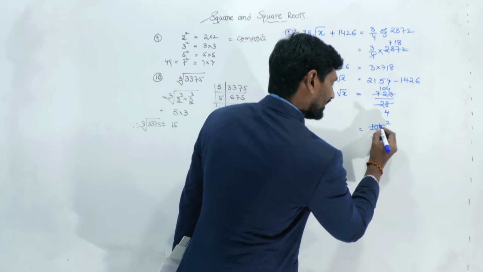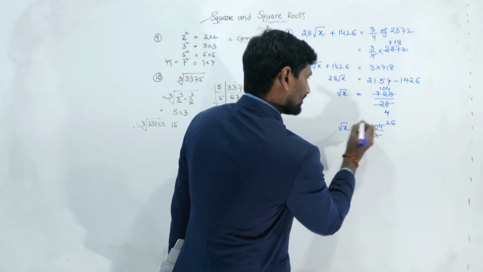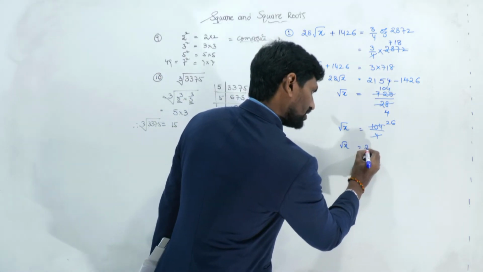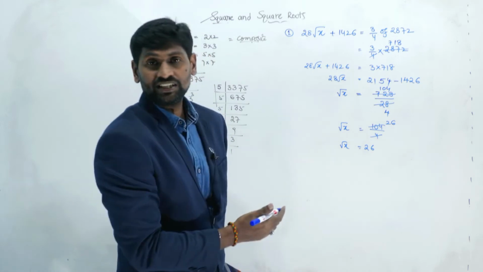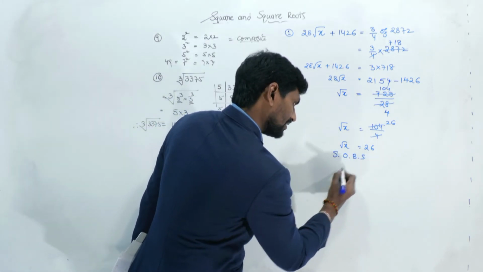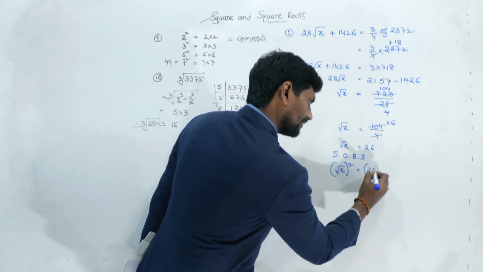4 2s are 8. So 24 means 4 6s are 24. So root x value is 26. To remove a square root, we do squaring on both sides. What do we do? Squaring on both sides.